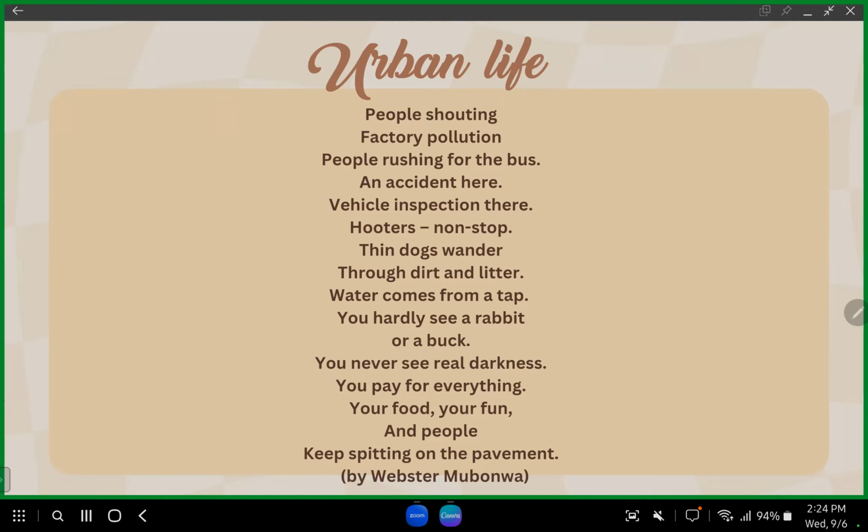Then hooters non-stop. I think that one is obvious. That means that there's always traffic jam in the city. Thin dogs wander through dirt and litter. I think we have all seen the stray dogs when you're in an urban area. We see the stray dogs moving about, and they look sickly, and they are sickly because they have rabies. So they wander through dirt and litter because they're always looking for something to eat.